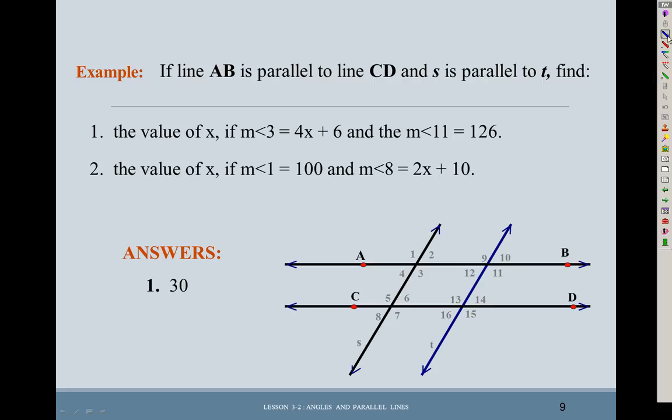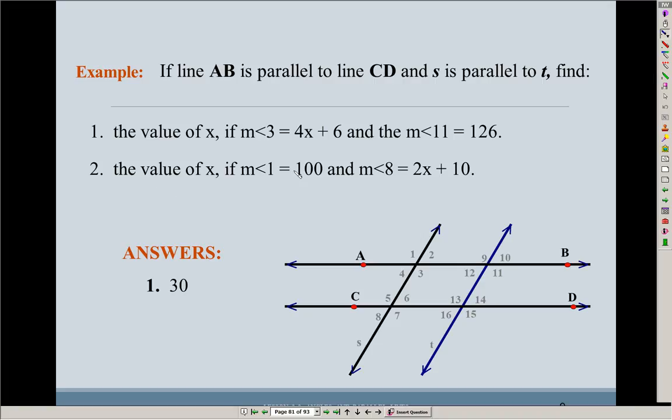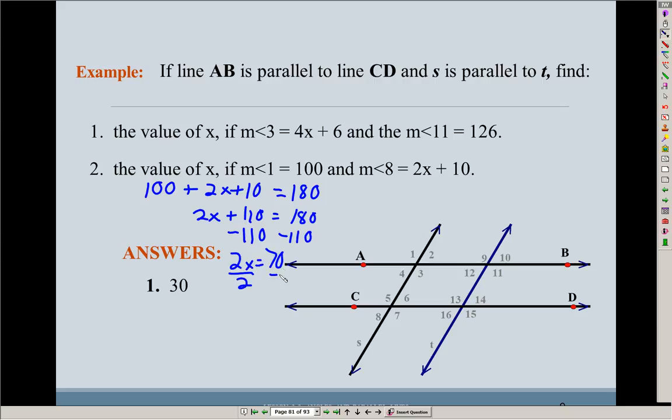So let's find x here. 1 plus the other equals 180. And solve. 100 plus 10 is 110. Subtract 110 and divide by 2. x is 35. An acute plus an obtuse adds up to 180 when the lines are parallel.